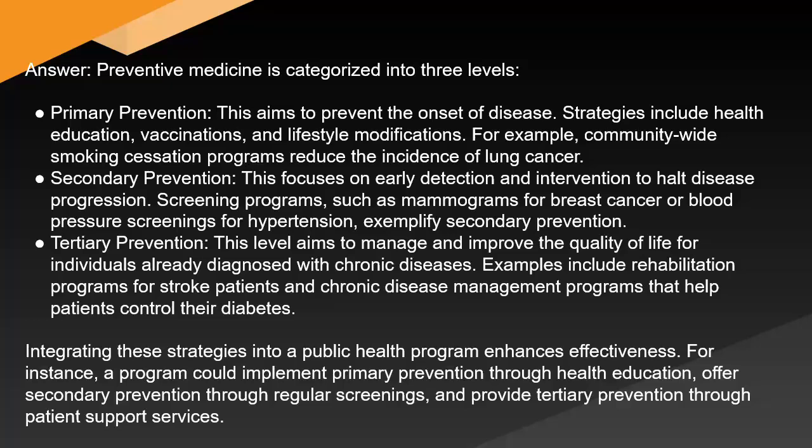Secondary prevention. This focuses on early detection and intervention to halt disease progression. Screening programs, such as mammograms for breast cancer or blood pressure screenings for hypertension, exemplify secondary prevention. Tertiary prevention. This level aims to manage and improve the quality of life for individuals already diagnosed with chronic diseases. Examples include rehabilitation programs for stroke patients and chronic disease management programs that help patients control their diabetes.